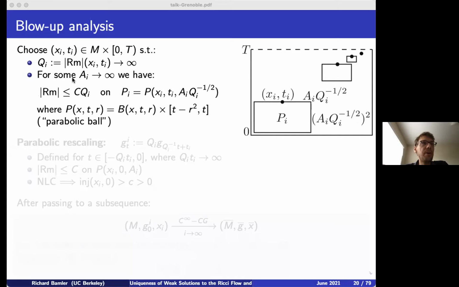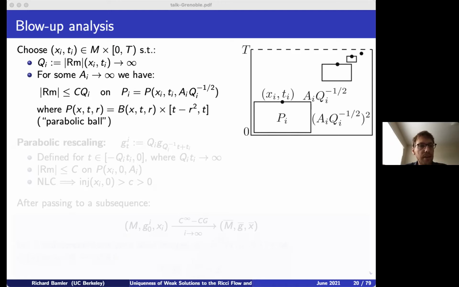Well, if I were to rescale my Ricci flow parabolically, in space and in time, by qi, by the square root of qi, then distances would multiply by the square root of qi. So the parabolic ball would have radius ai, with ai going to infinity. And the curvature would divide by qi. So the curvature at the base point would be 1. And this curvature bound would mean that we have a uniform curvature bound on this parabolic neighborhood, which is independent of i. So this is what this extra condition would mean.